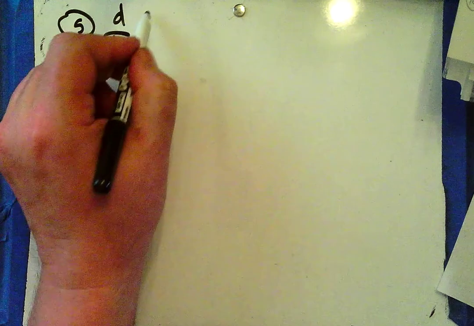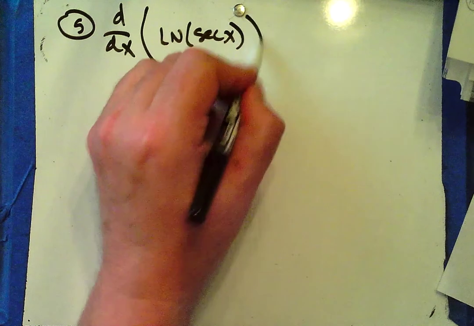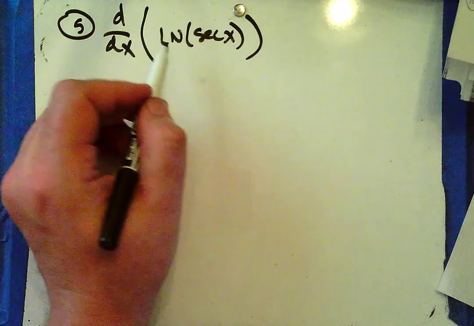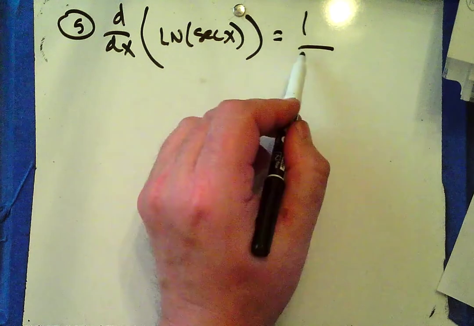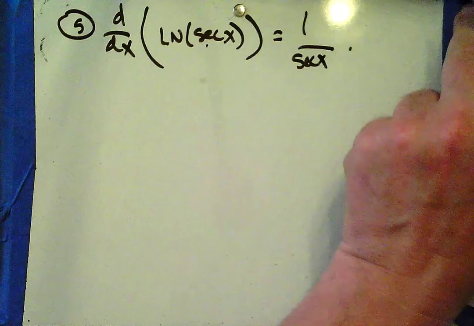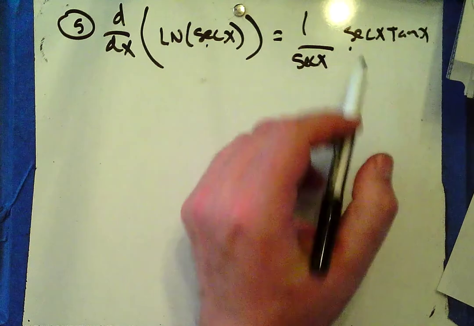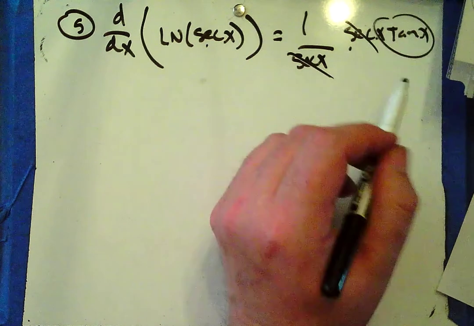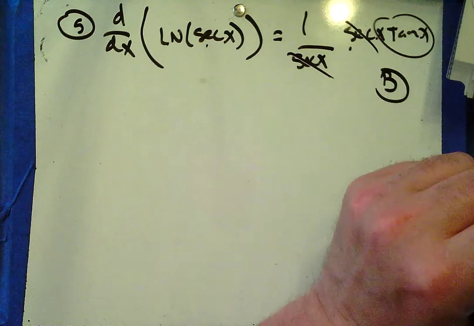Okay, what about 5? 5 is the derivative with respect to x of the ln of secant x. This is chain rule. The derivative of the outside function is 1 over the inside function times the derivative of secant. The derivative of secant is secant x tangent x. So these cancel, giving me tangent x, and that is choice B. Choice B for number 5.